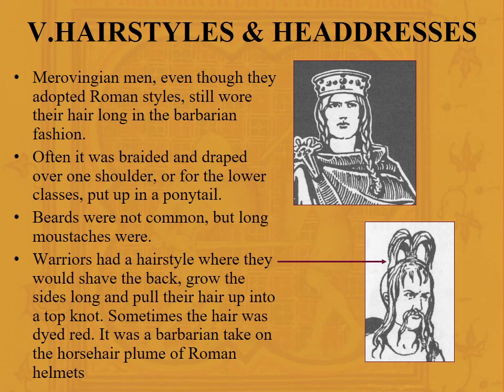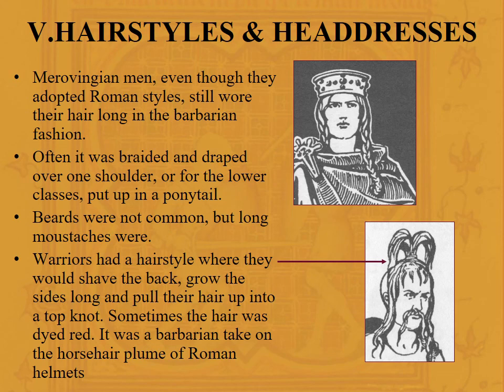Okay, let's talk about hairstyles and headdresses a little bit. Merovingian men adopted Roman styles, long in the barbarian fashion. Beards were not common, but mustaches were. If you're a warrior, you're going to shave the back of your hair, grow the sides long, and pull the hair up into a top knot.